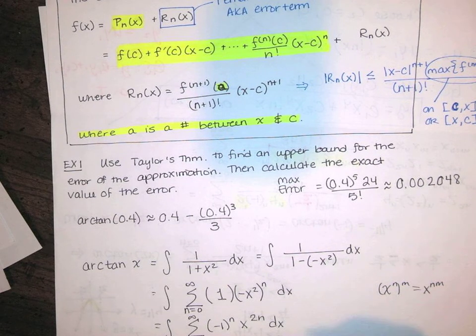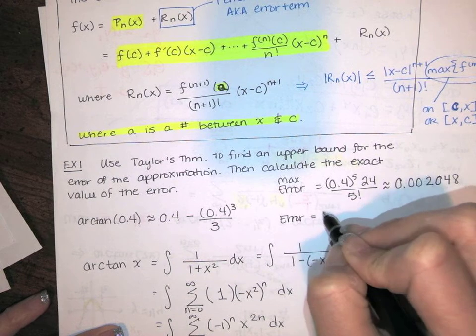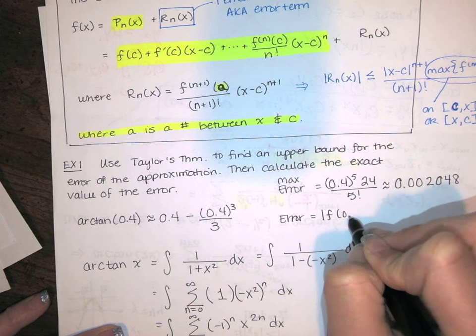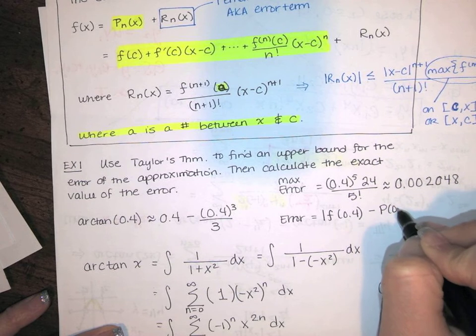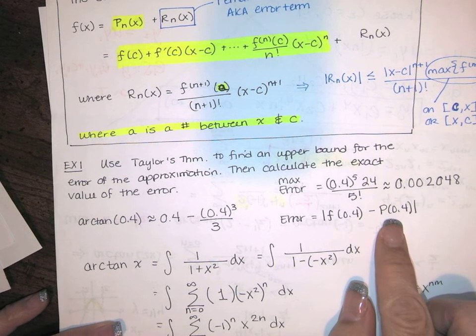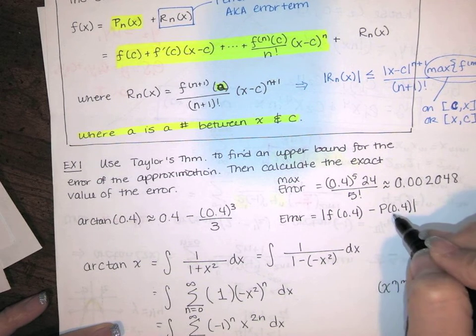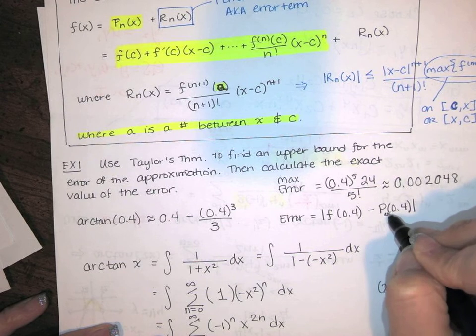Okay, well, the exact value of the error is going to be the difference between the function value at 0.4 and the approximate value at 0.4. So let's find the function value at 0.4 and the approximation at 0.4. And we were using the third degree polynomial, which is the same as the fourth order polynomial.